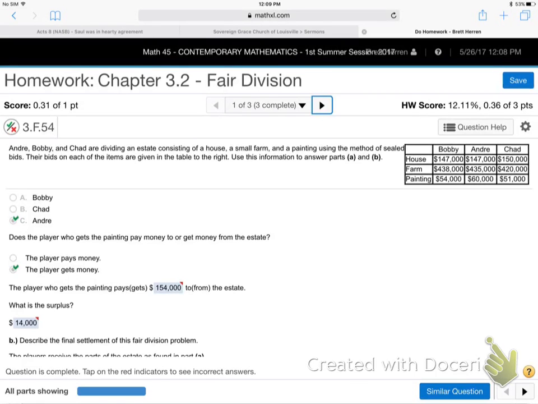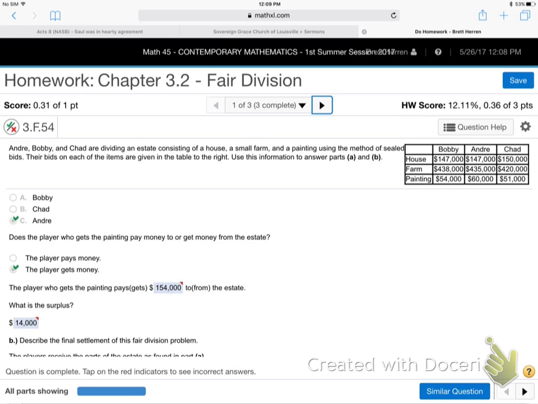All right, so here we are, 3.2. Oh yeah, this is a major one. All right, so we are to the big stuff here. We are dividing up A, B, and C.